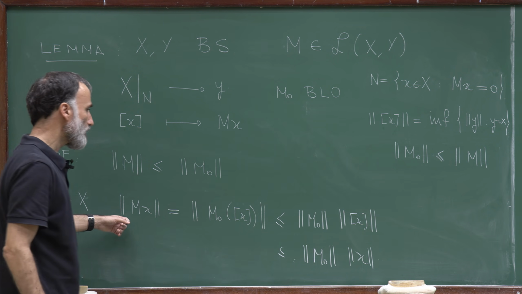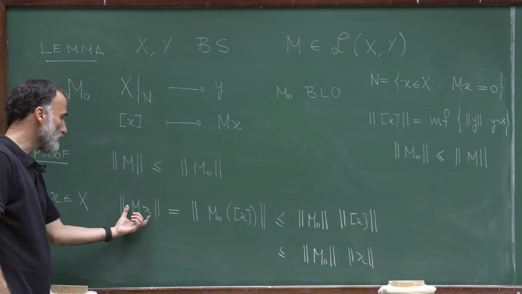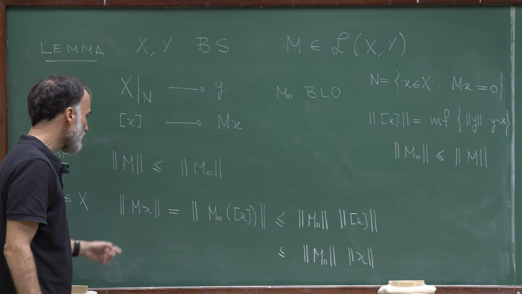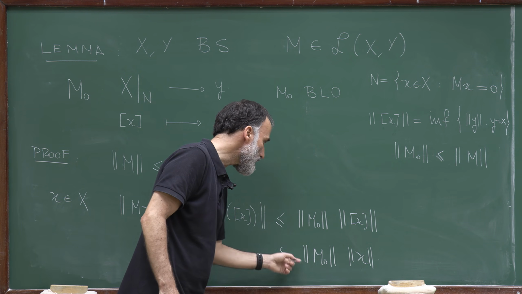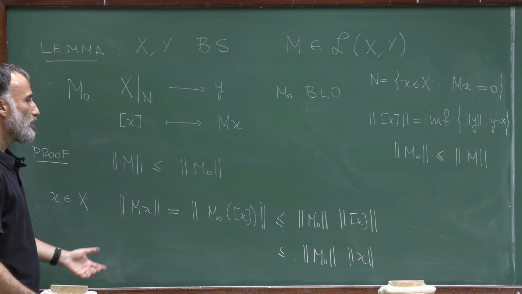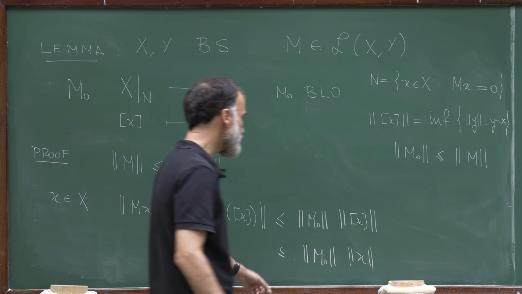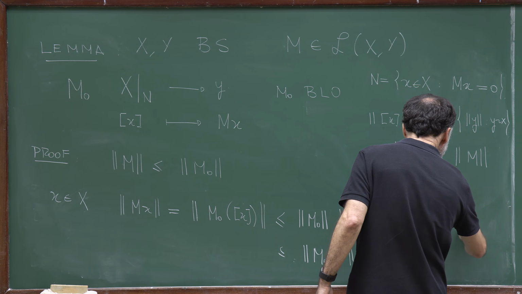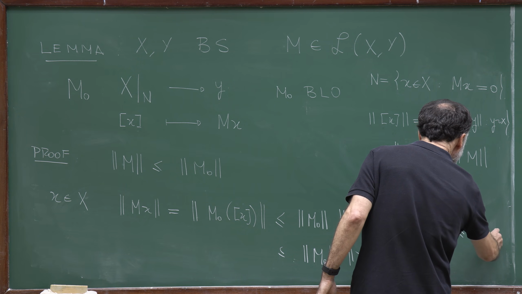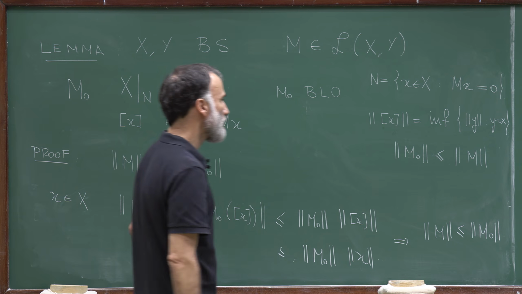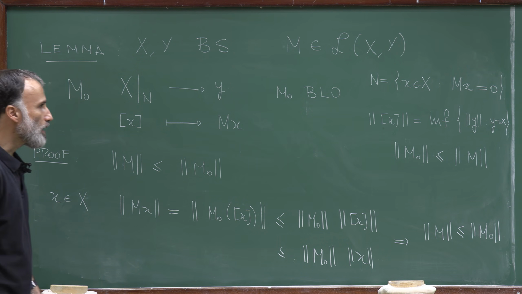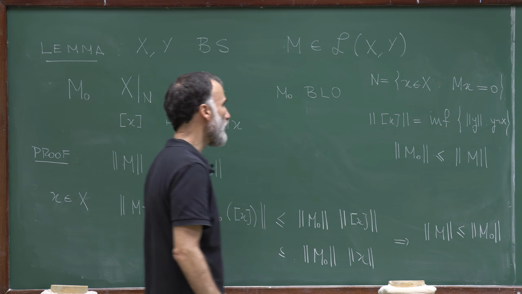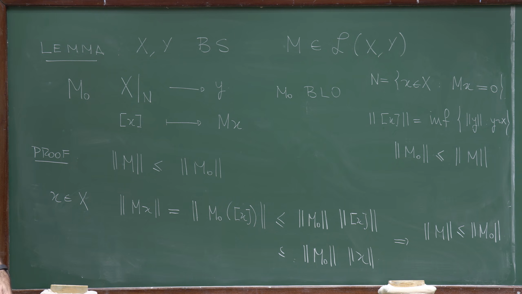Now we have an inequality which holds for all x: the norm of Mx is bounded by a constant times the norm of x. And we have seen that the norm of M is the best possible constant, so this implies that the norm of M is less or equal than the norm of M0. This proves the opposite inequality, and therefore that actually the norm of M0 is equal to the norm of M.